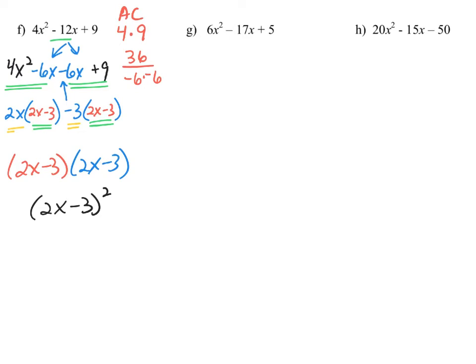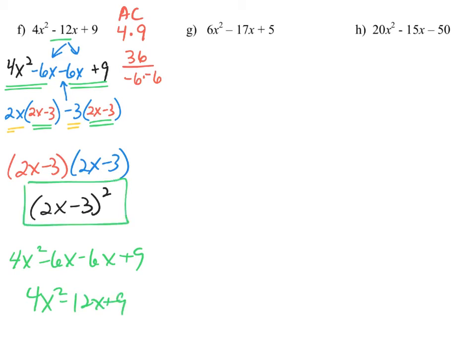You can check your work by using first, outer, inner, last to get 4x squared minus 6x minus 6x plus 9, or 4x squared minus 12x plus 9. So our answer can be written as the quantity 2x minus 3 all squared.